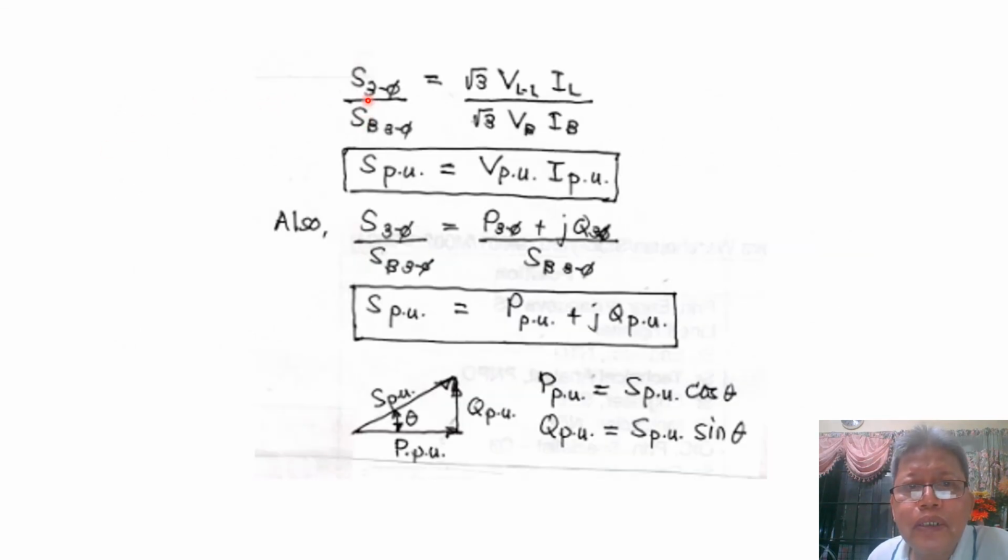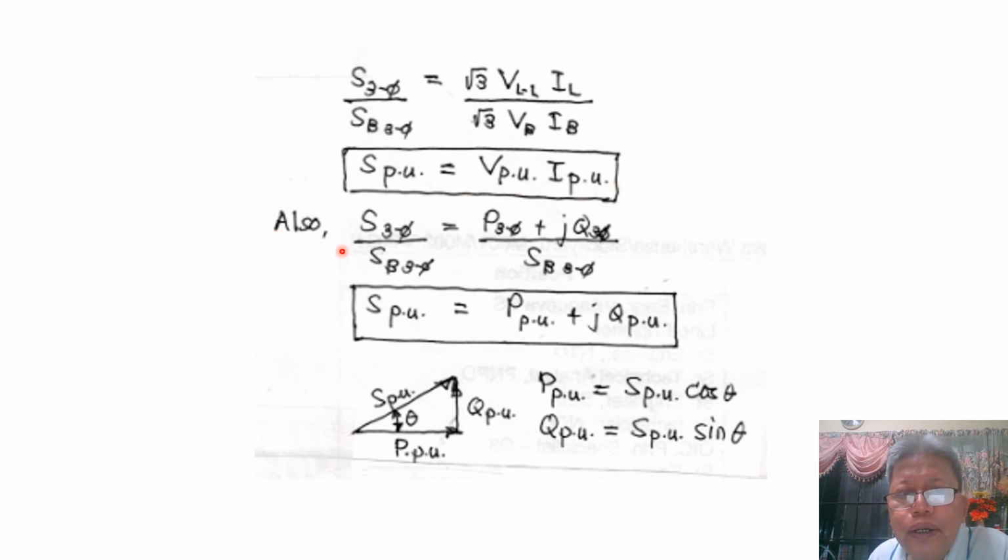Our three-phase apparent power is equal to square root of 3 times the line-to-line voltage times the line current. Now, if we divide this by the base apparent power, three-phase, which is equal to square root of 3 times the base voltage times the base current, at the left we have S PU, and then square root of 3 just cancels, and line-to-line voltage over V base is our V PU, and I line over I base is I PU. So we have S PU equal to V PU times I PU.